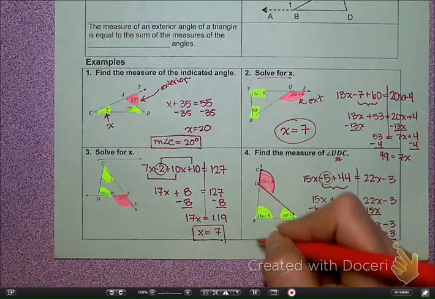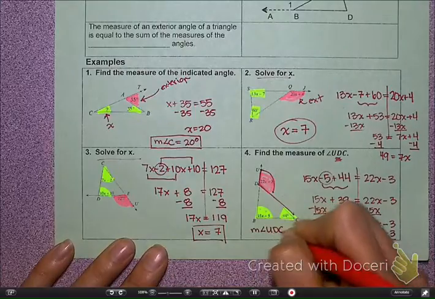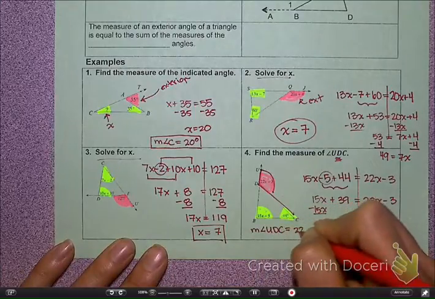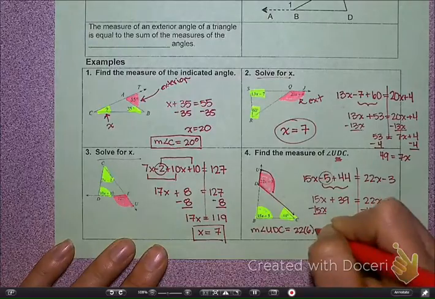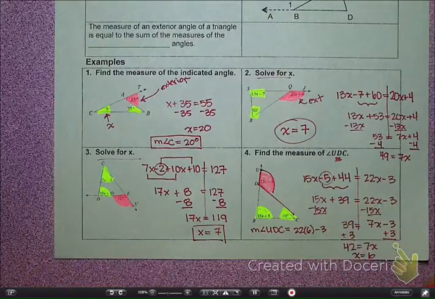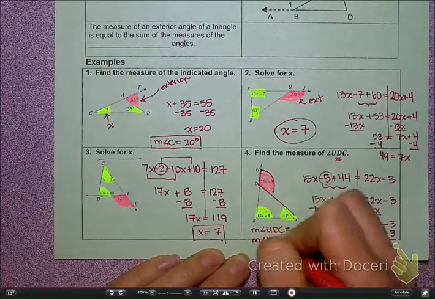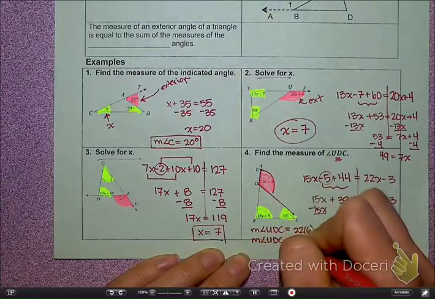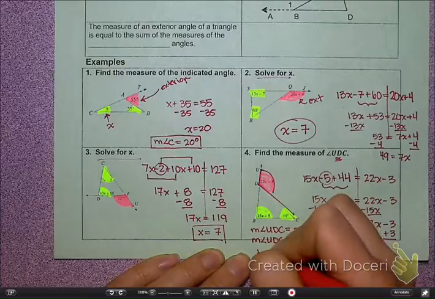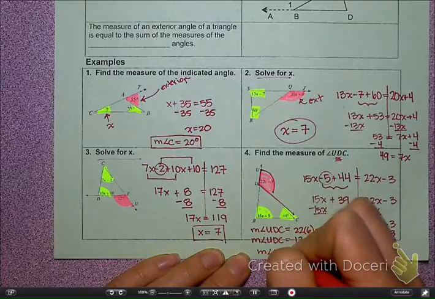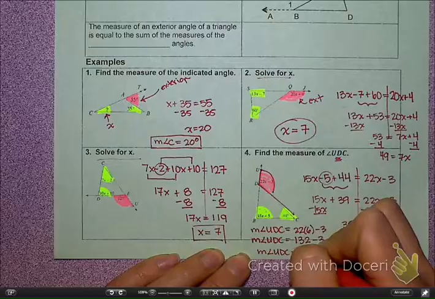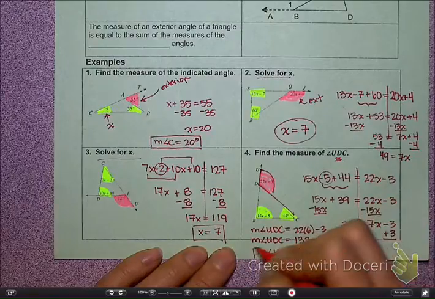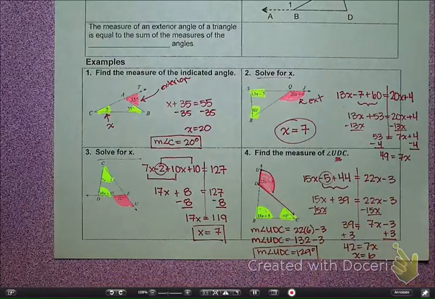Okay, so the measure of angle UDC is going to be 22 times 6 minus 3. So what is 22 times 6? 132. Okay, and what is 132 minus 3? 129, right? Okay, and that's the number of degrees. Okay, now have I answered the question? Yes. Okay. All right, are there any questions on that last one?